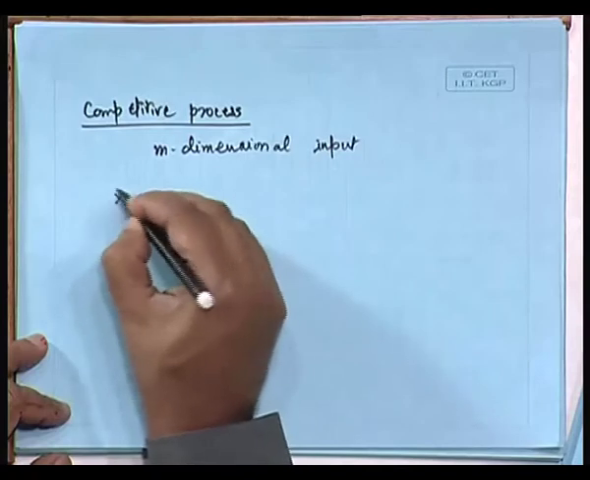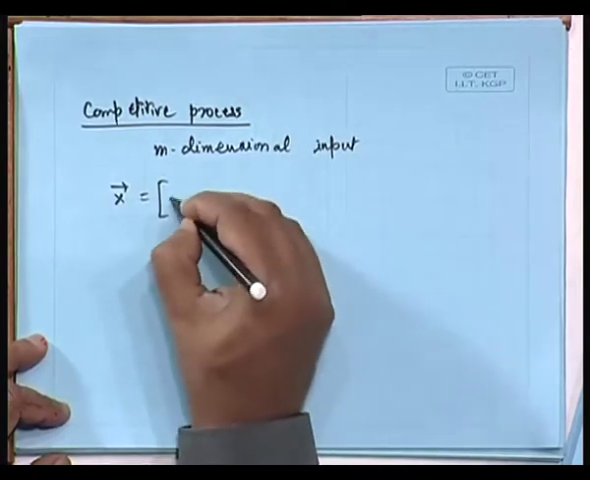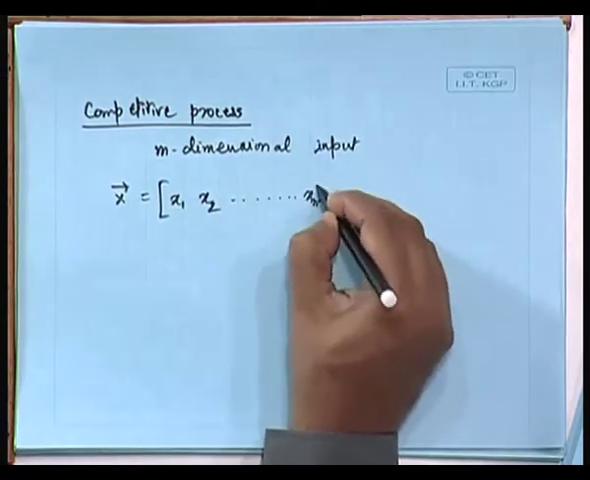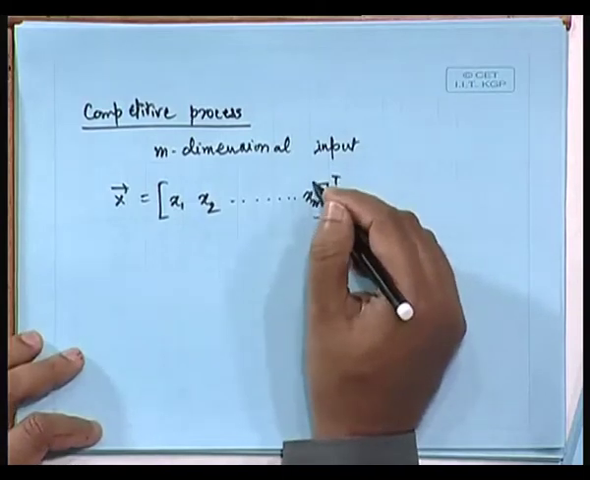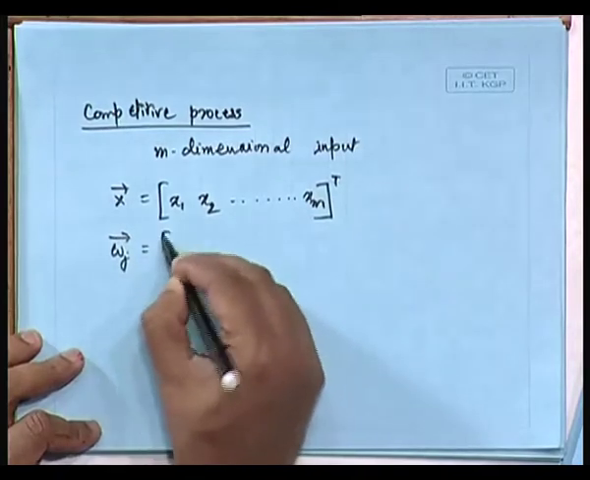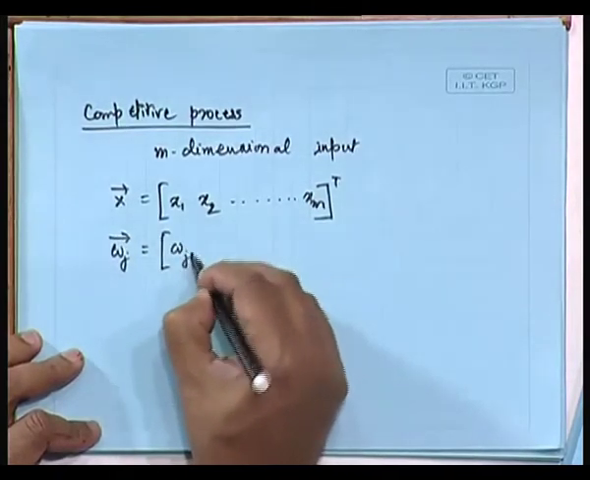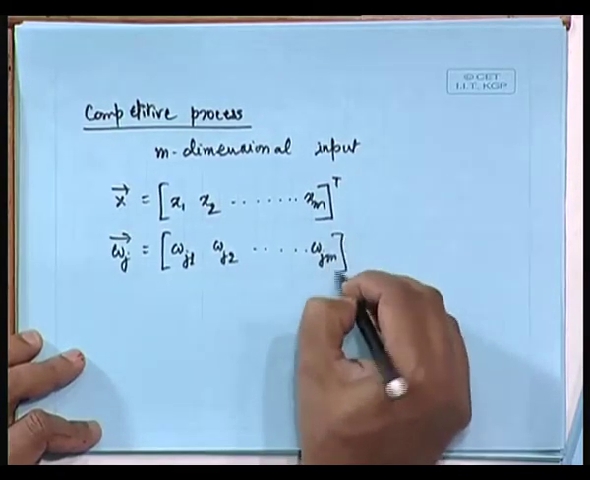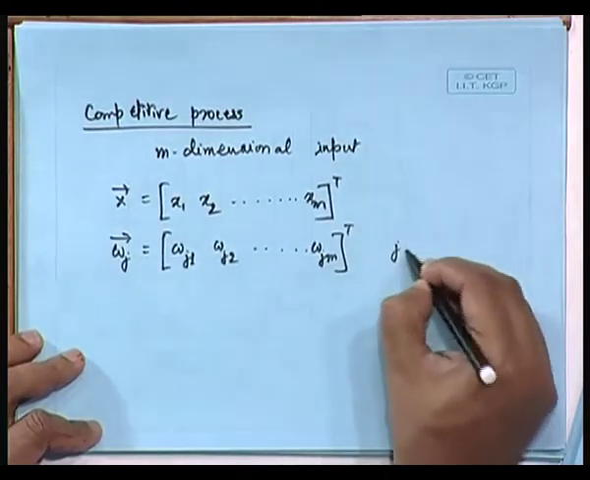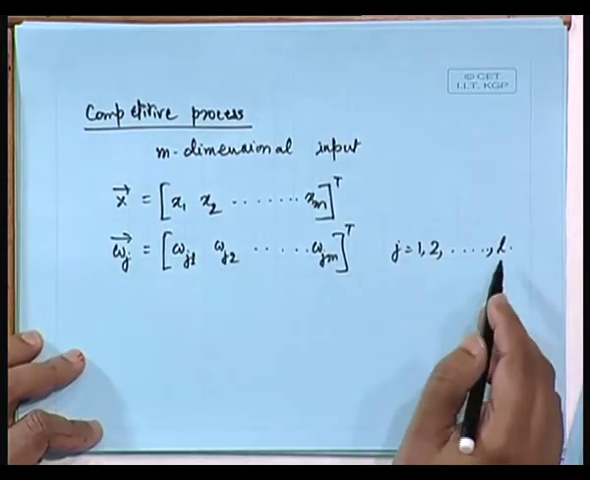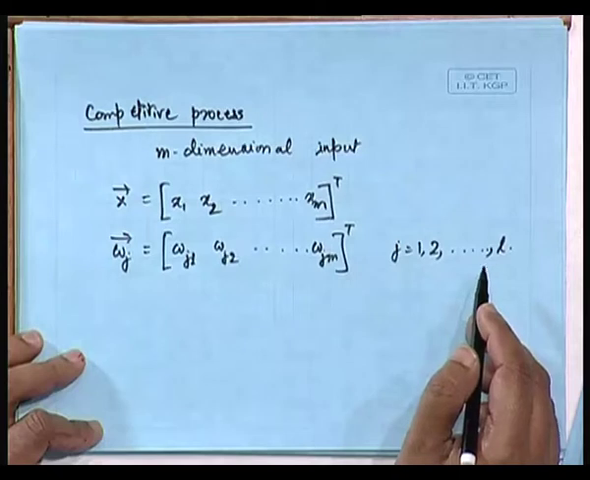So, the input x vector will be given by x1, x2 up to xm, transpose of this, and the weight wj will be given by wj1, wj2 up to wjm, transpose, where j is equal to 1 to L. What is this L? L is the number of output neurons.